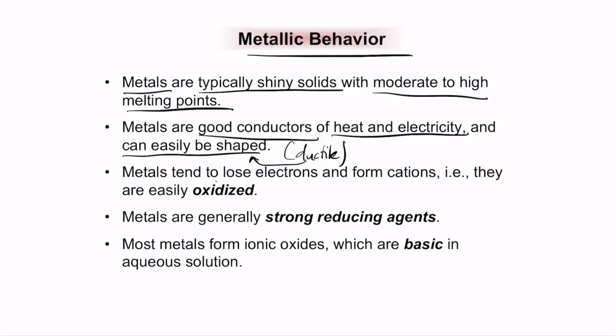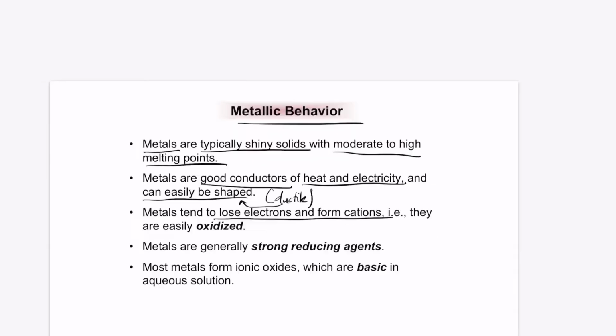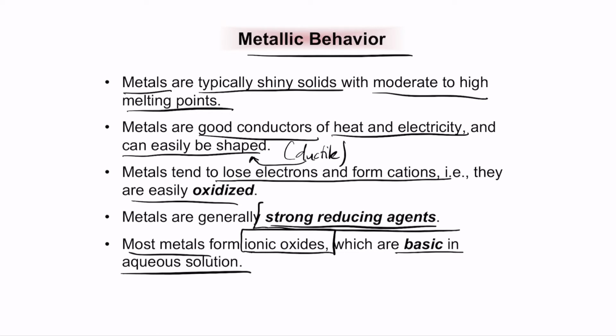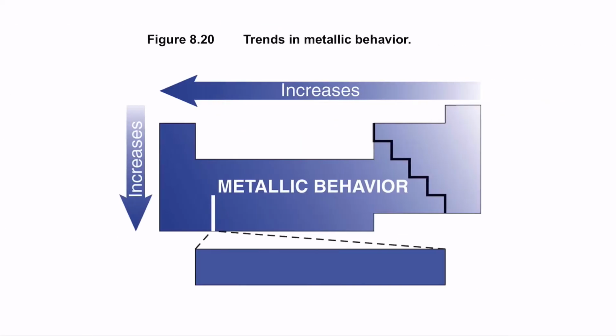Now, metals tend to lose electrons and form cations, and they are generally easily oxidized. Metals are generally strong reducing agents, and most metals form ionic oxides, which are basic in aqueous solutions. So remember this, that most metals always form ionic oxides, and they are strong reducing agents because they undergo oxidation very easily. When you say strong reducing agent, it is basically reducing another substance by undergoing oxidation. So remember the idea here.